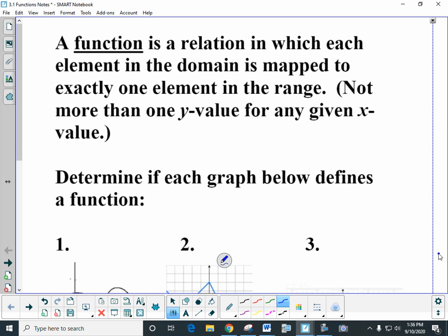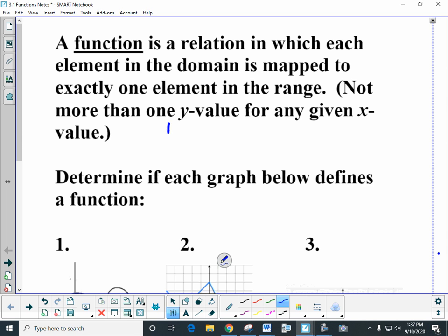Hopefully you all can recognize a function, the function's relation in which each element in the domain, that's your input values, is mapped to exactly one element in the range, the output values. And we're going to talk more about domain and range in a couple of days. But basically what it's saying is that for every x value, you cannot have more than one y value.